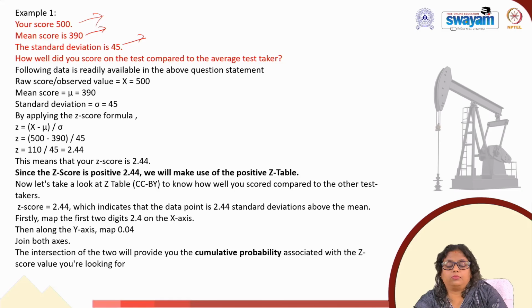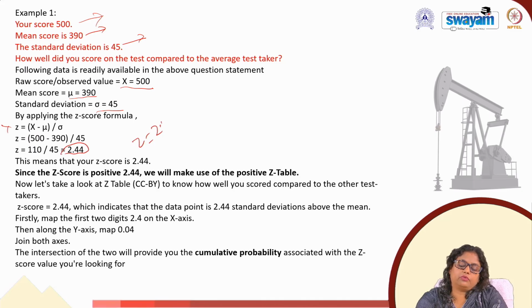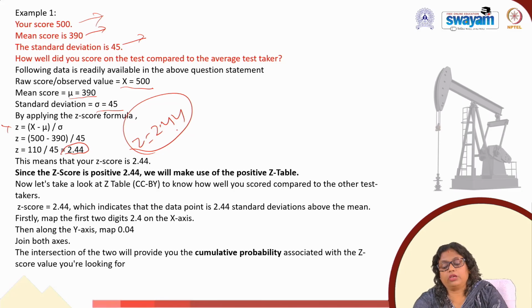Okay, so we will understand how to proceed with this example using the Z score. The observed X value is 500, the mean is 390, and sigma is 45. Now, using the formula of Z score, we have calculated the Z value as 2.44. This is the value we are interested in. Now this only tells you that your Z score is 2.44, but it does not tell us how good your score is, and there is no comparison we can get from this. Now we will proceed further.